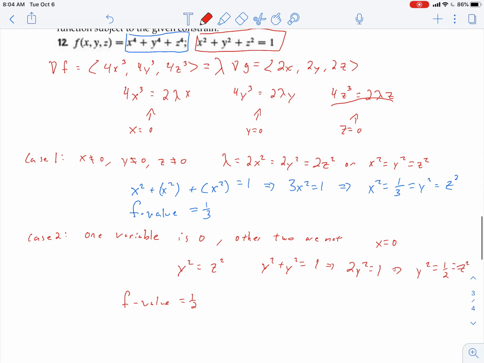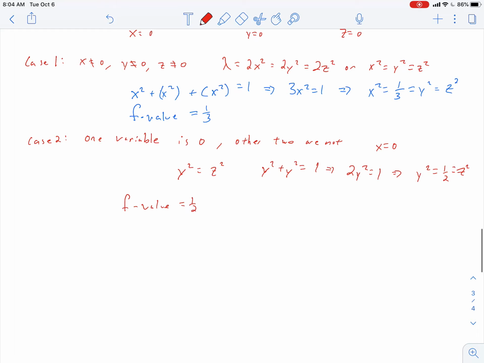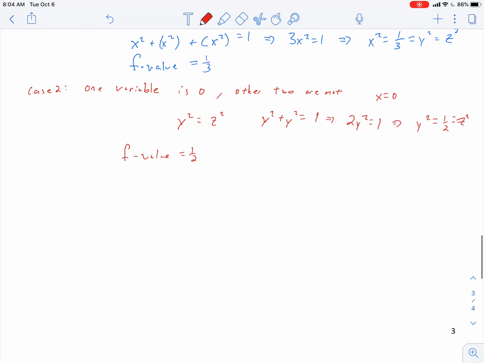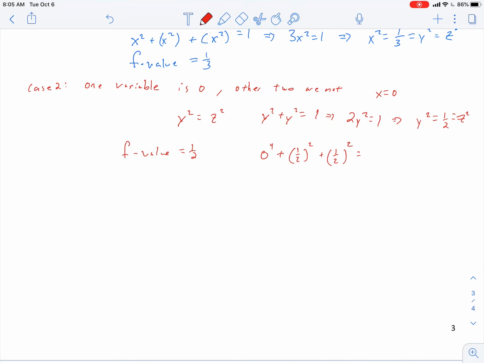If we plug that in, so say we had x is 0. So we would have 0 to the 4th plus y squared squared, where y squared is 1/2, plus another z squared squared, where z squared is 1/2. So z squared squared is z to the 4th. And so when we do that, we get 1/4 plus 1/4, which is equal to 1/2.